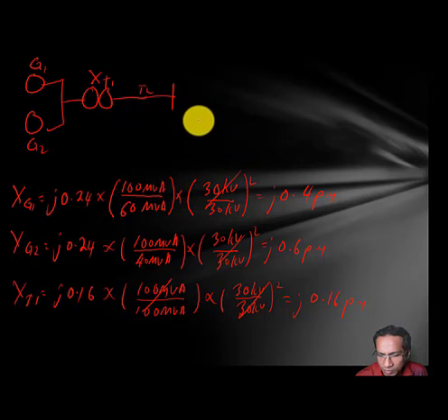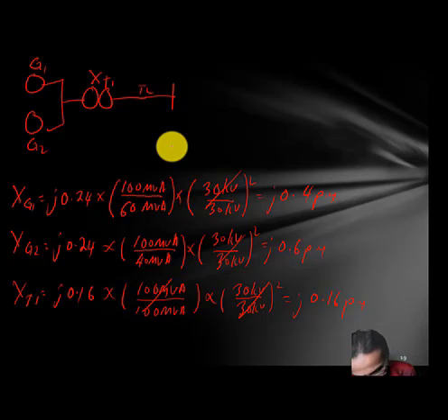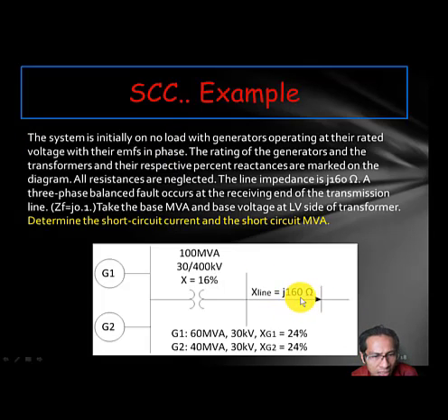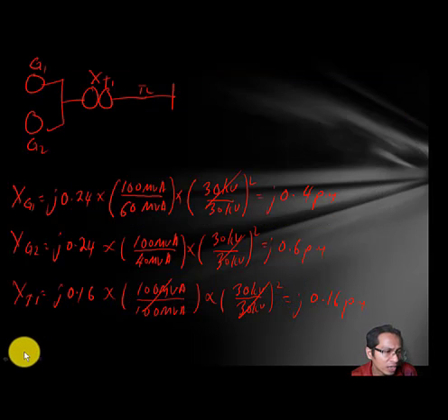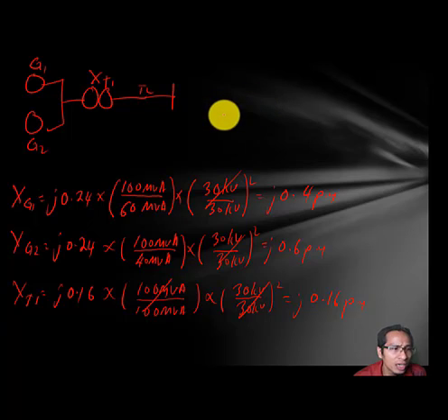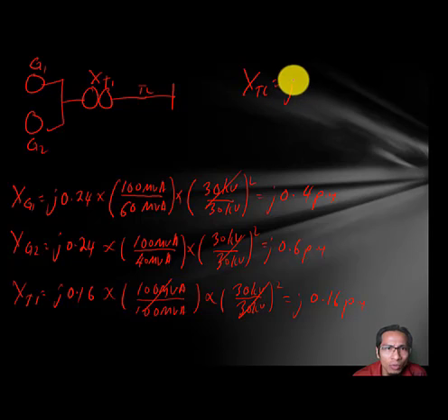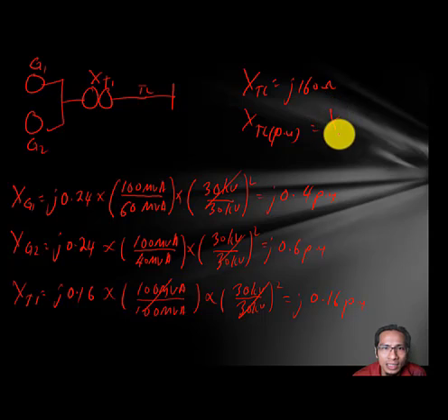The transmission line is 160 ohm. So this is the real value. We have to convert this real value into the per unit value. So we have XTL equal to J160 ohm. So this actual, we want to find XTL per unit equal to XTL actual over Z base.